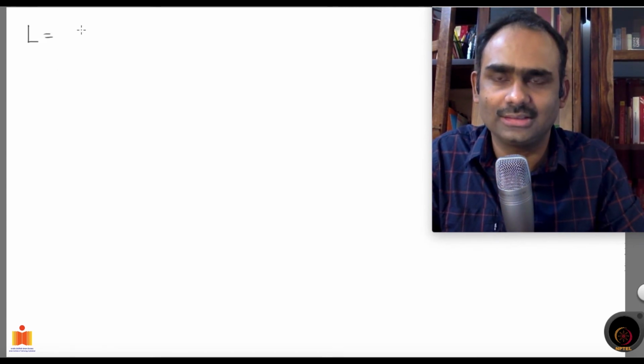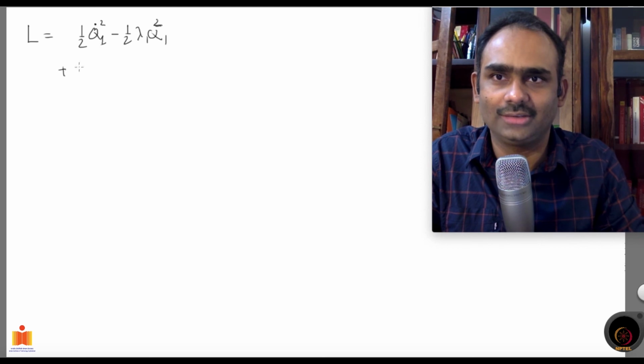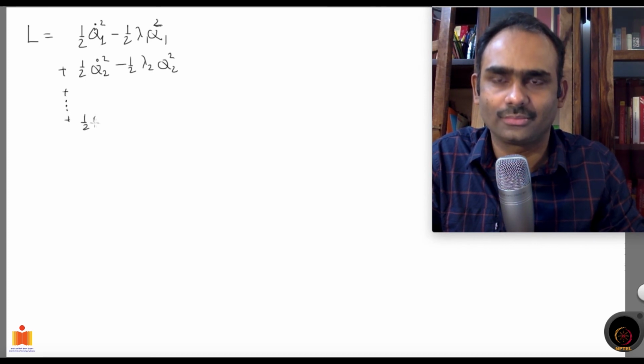So L is, let's say, half Q1 dot square minus half lambda 1 Q1 square. Okay, so that's one piece. Then you have half Q2 dot square minus half lambda 2 Q2 square, and so forth. Okay, that's what our Lagrangian is.